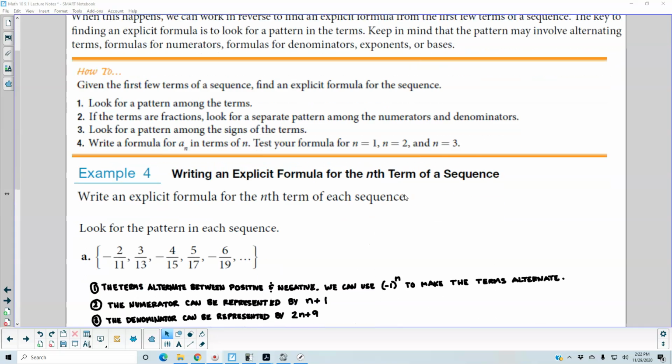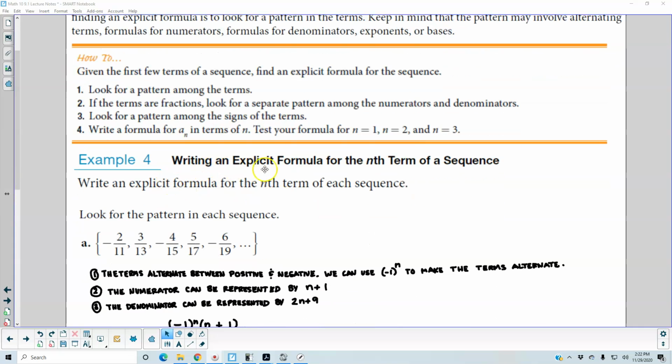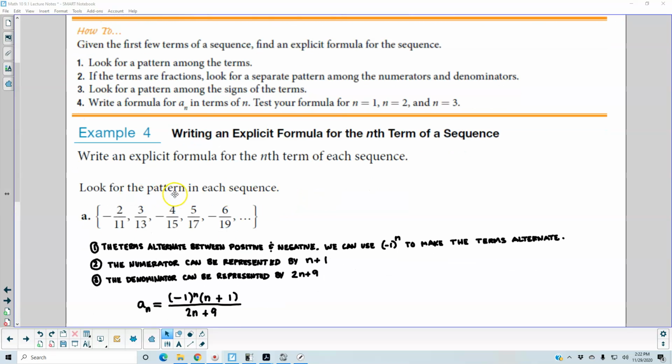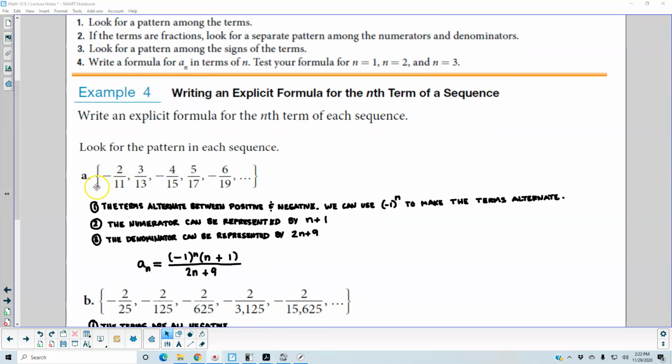So for example number 4, we're writing an explicit formula for the nth term of a sequence. Write an explicit formula for the nth term of each sequence. For part A, here are the first 5 terms of the sequence: negative 2 over 11, 3 over 13, negative 4 over 15, 5 over 17, and negative 6 over 19. I want you to look at this before you look at steps 1, 2, and 3.